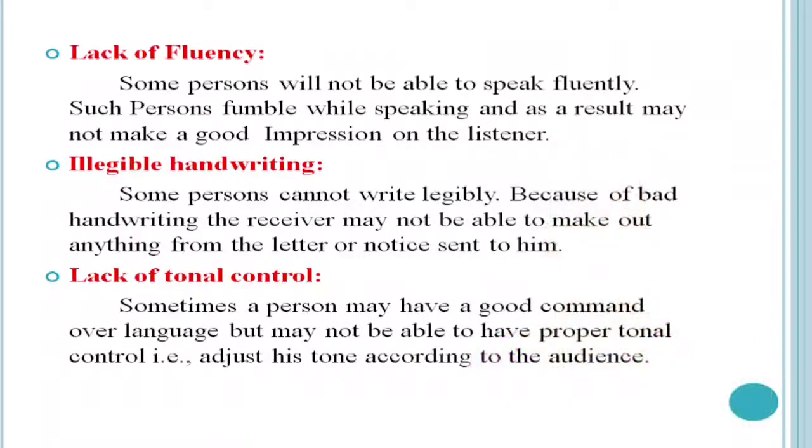The next one, illegible handwriting. Some persons cannot write legibly. Because of bad handwriting, the receiver may not be able to make out anything from the letter or notice sent to him. Lack of tonal control. Sometimes a person may have a good command over language but may not be able to have proper tonal control, that is, adjust his tone according to the audience.